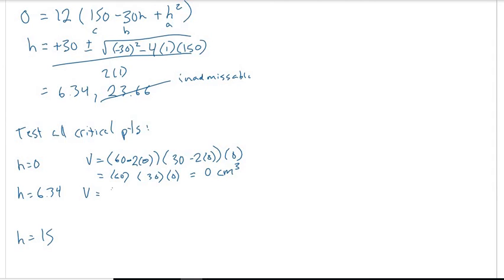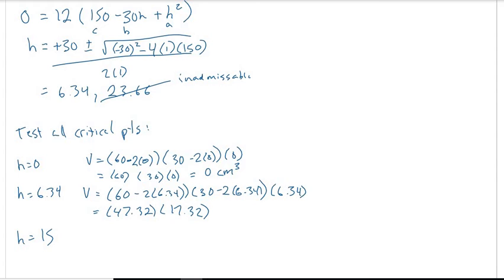For the next one, we're going to have 60 minus 2 times 6.34, which is going to be 47.32. Then the width is going to be 30 minus 2 times our height. By the way, these were just those expressions that we found up next to the diagram, if you're looking for them. And that's going to work out to be 17.32. Then the height is going to be just 6.34.